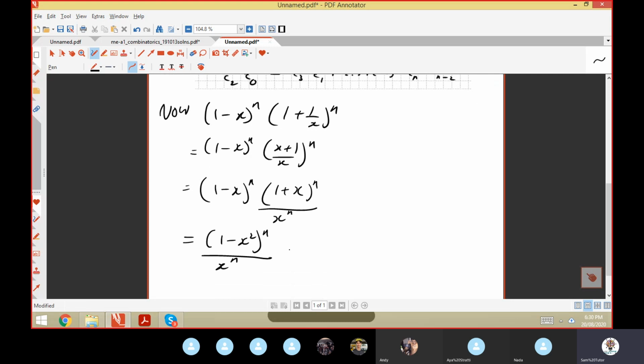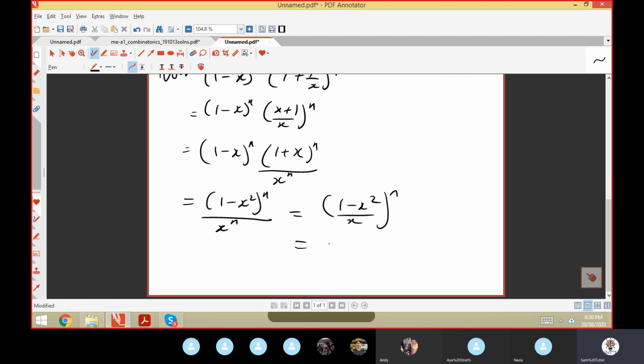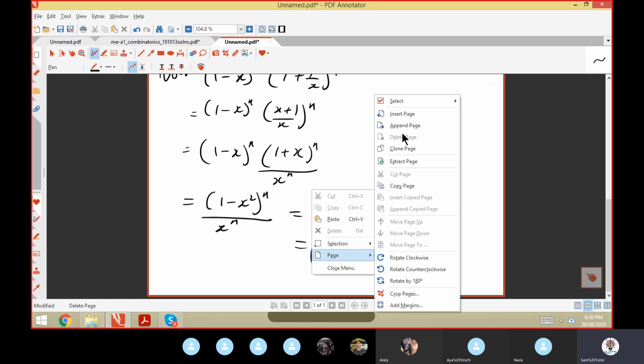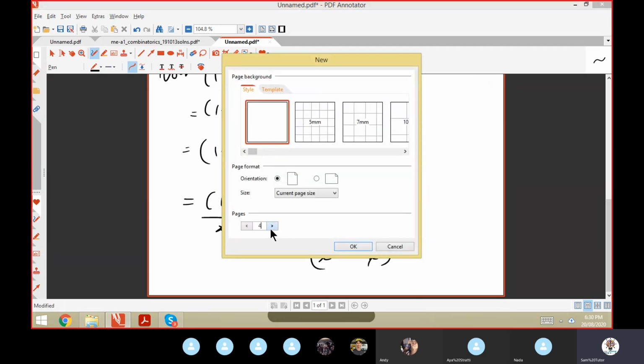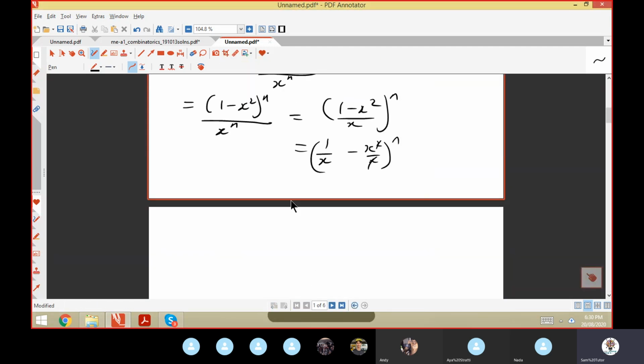Beautiful. Then you saw what I did. They've got a common power of n, so I wrote it like this. Then that way I can bring this and go 1 on x minus x squared on x. This and this cancel out. Okay, so then we end up with this.